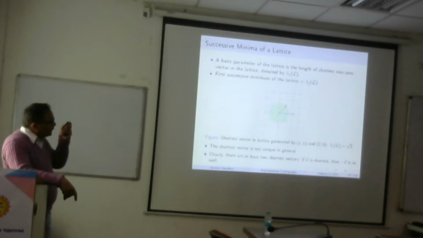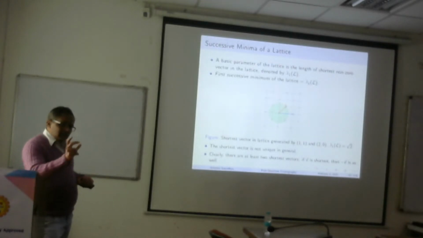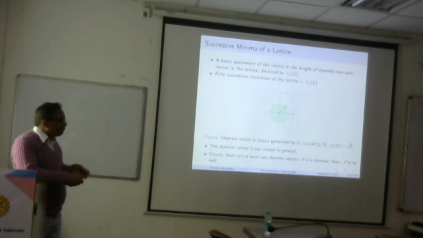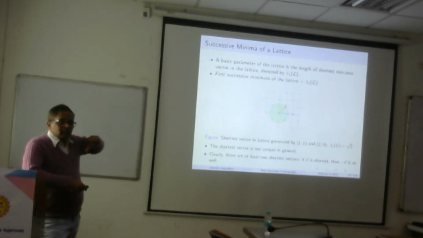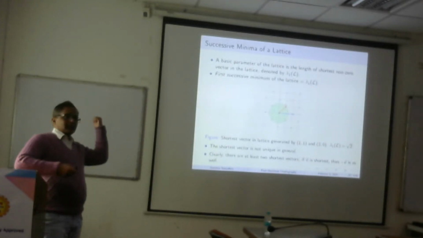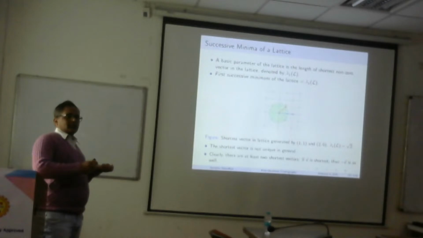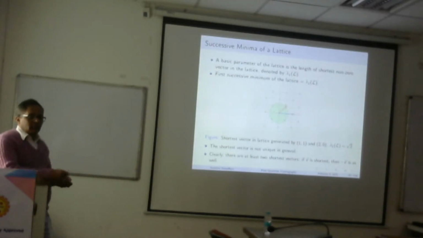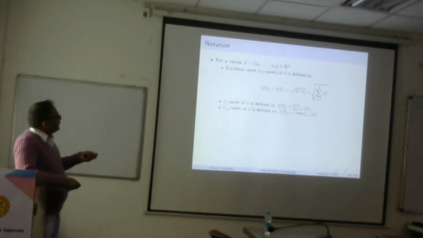The shortest vector need not be unique, but the shortest length is unique. Okay. In general, why is the shortest vector not unique? If V is a vector which is shortest, then minus V is also going to be shortest, because it has the same length, but in the other direction. V is here, minus V will be exactly opposite. So this shows that at least there are two vectors of the same length. Now you can extend it.